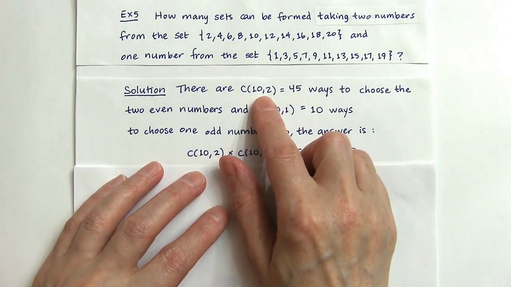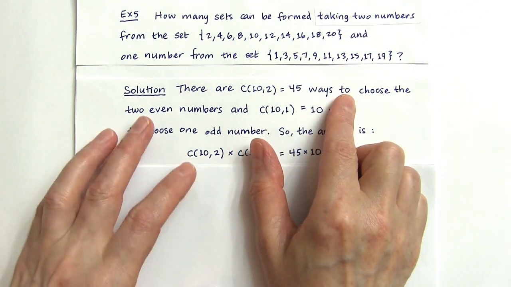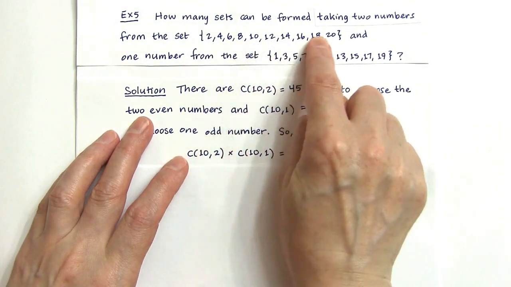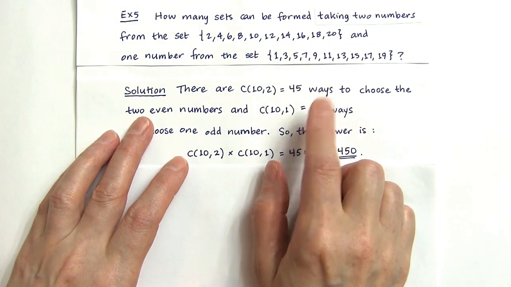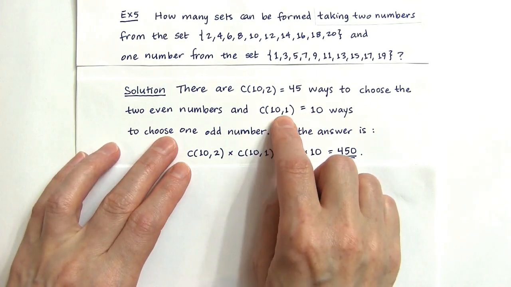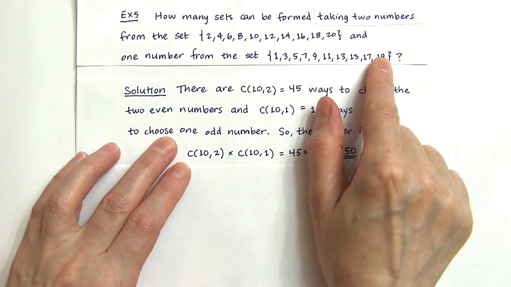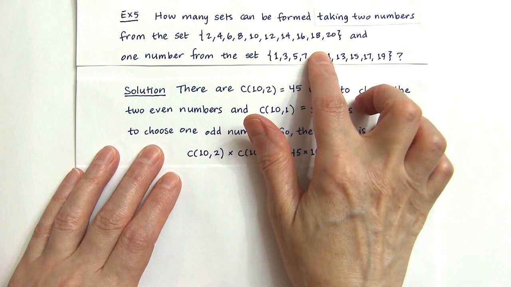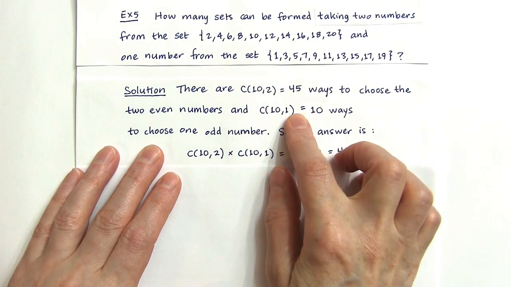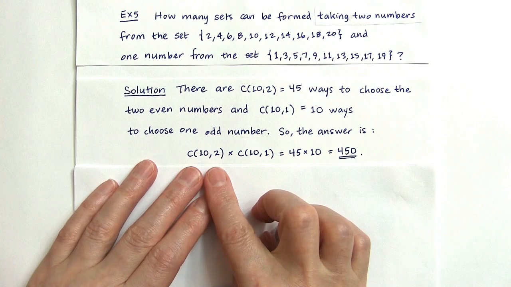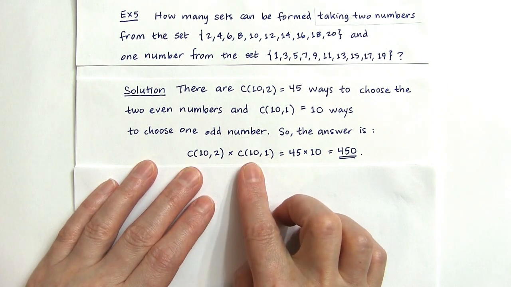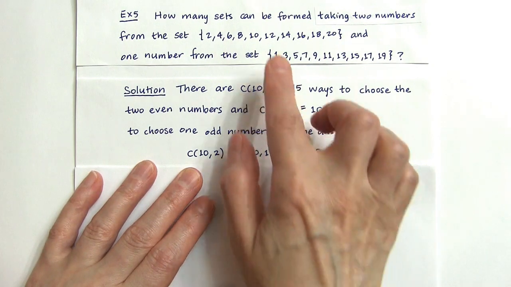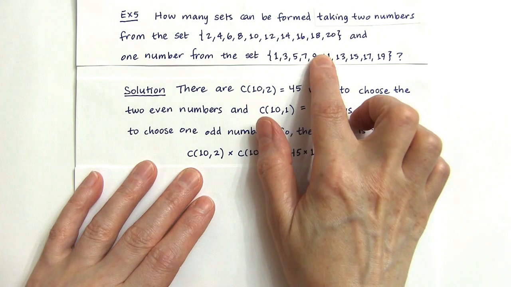There are 10 choose 2 or 45 ways to choose 2 even numbers from the set of 10 distinct even numbers. And there's 10 choose 1 way or 10 ways to choose 1 odd number from the set of 10 distinct odd numbers. And since these 2 sets are disjoint, the possibilities multiply. So the answer is 10 choose 2 times 10 choose 1, or 45 times 10, which is 450 ways to choose 2 numbers from this set and 1 number from this set.